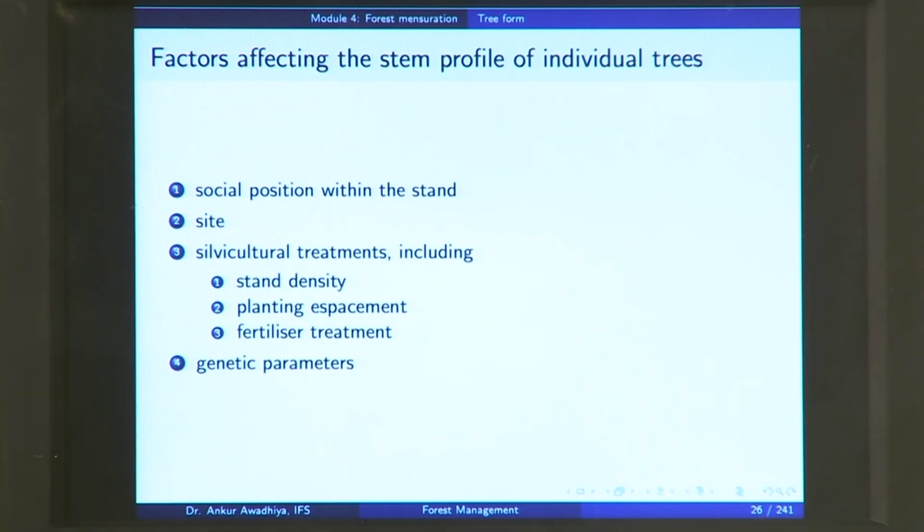Now, stem profile also depends on genetic parameters, which is something that Metzger did not consider in his theory. So, if you have trees that have a very cylindrical bole, and if you consider the progeny of those trees, then they also probably will be having much more cylindrical boles as compared to other trees, because it is there in their DNA.